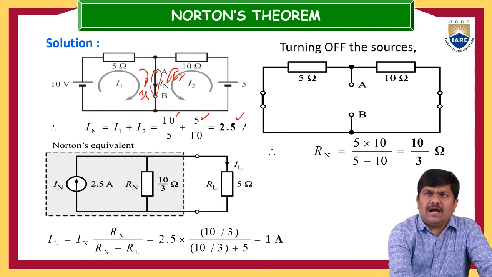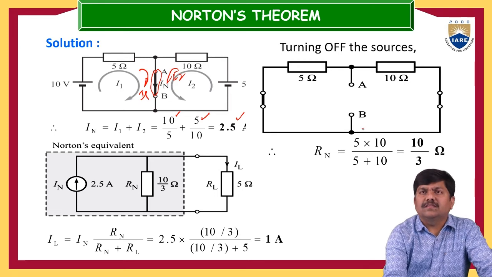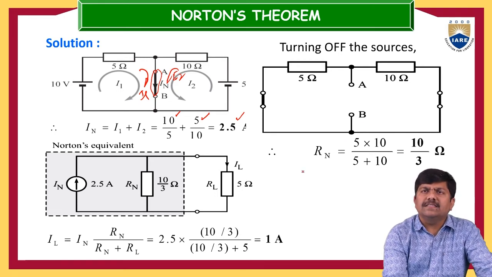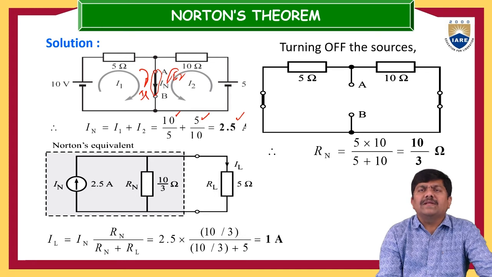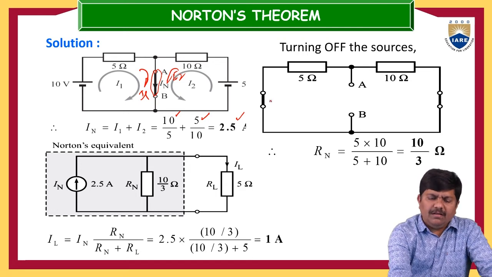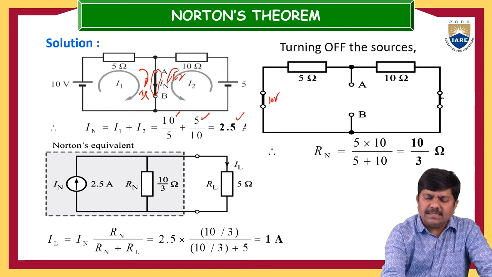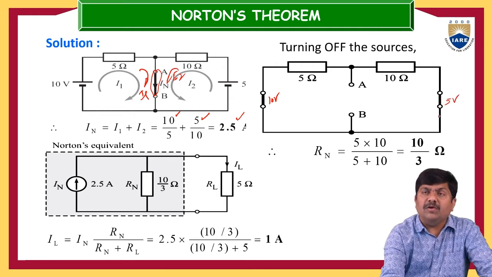Next, after ensuring this Norton's current, let us go back to the resistance. Now if you know the current and resistance, we can directly represent the equivalent of Norton's circuit or Norton's equivalent elements. So here, this is a voltage source having a value of 10 volts and this is one more voltage source having a value of 5 volts.